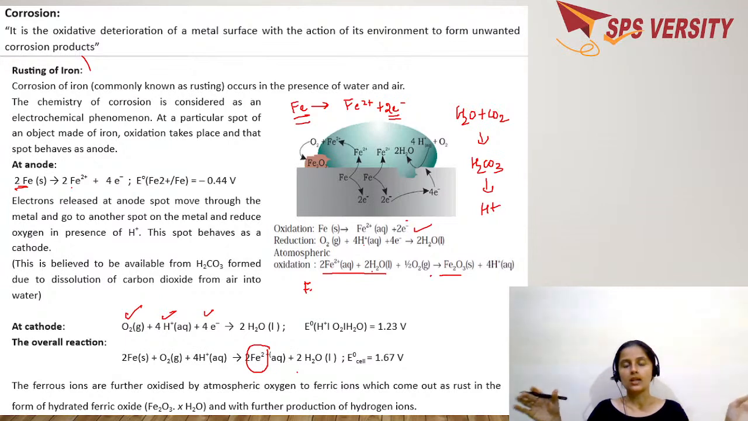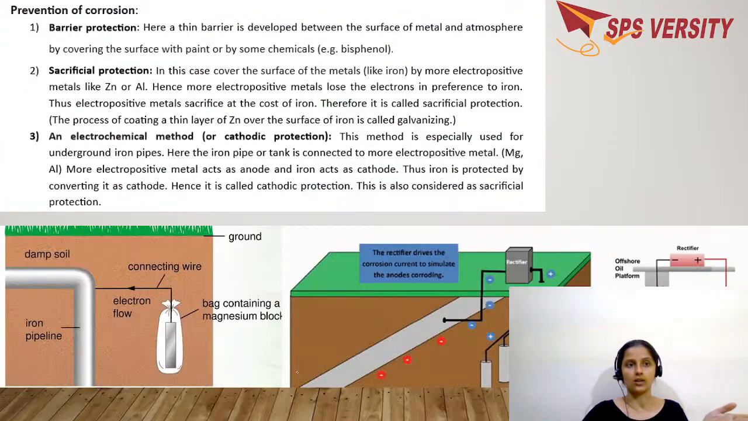This is how the rusting is going to happen. So when you have uneven surfaces, there is a greater chance of rusting. Now, how do you protect iron from rusting, or how do you prevent corrosion? One way: this always happens at the surface, so you can coat the surface with oil, grease, paint, or sometimes some chemicals. That's called barrier protection, where the paint acts as a barrier on the surface of iron so that iron doesn't get rusted.